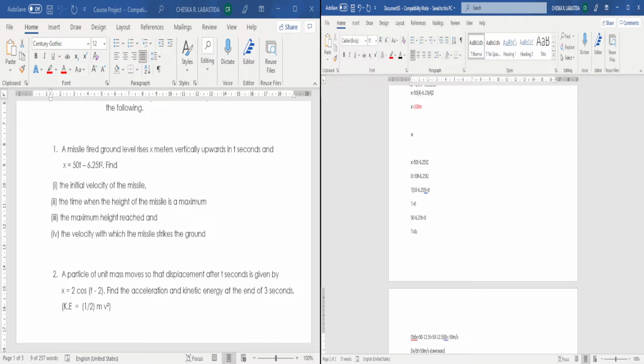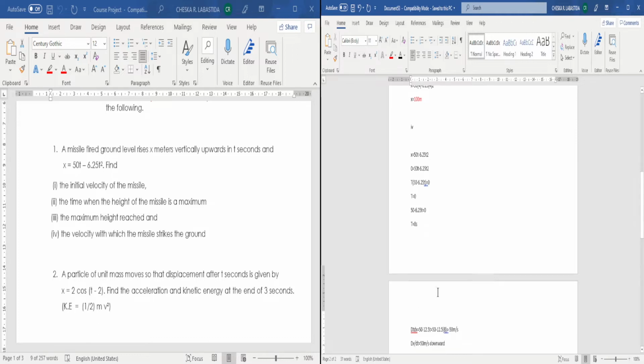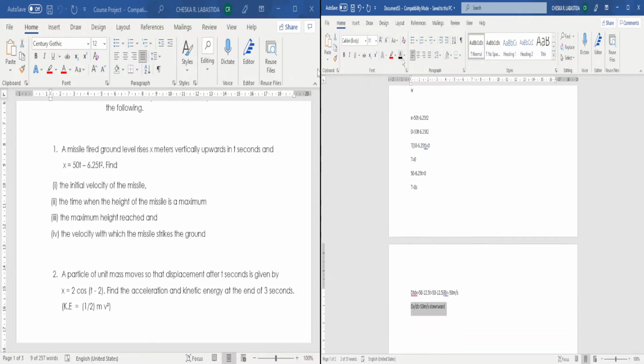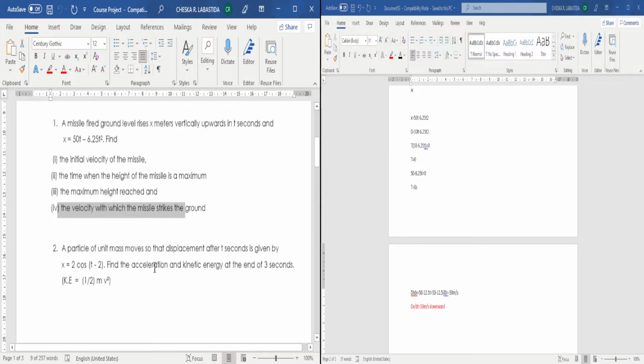Okay, so this will be the answer for question number 4. Let's highlight that. So now let's go ahead and go to the second question.